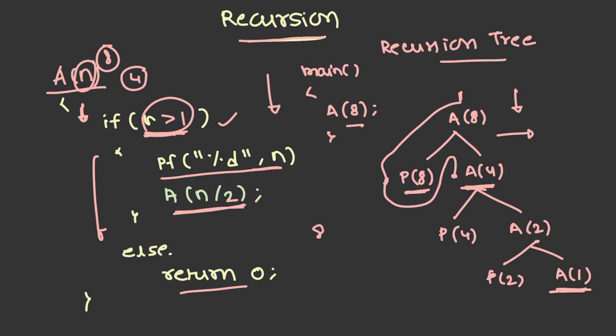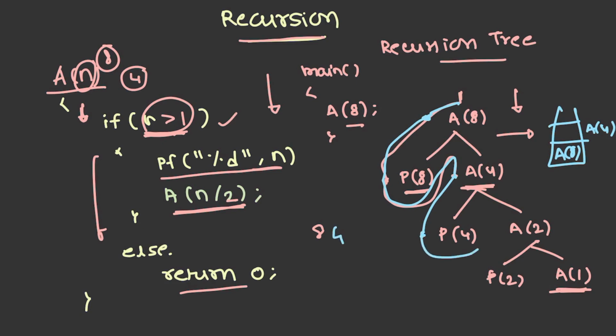This function call has been made. You can even form a stack here. At this point a of 8 has been pushed onto the stack. So a of 8 is present in the stack at this point, and 8 has been printed. Now at this point a of 4 has been pushed. So a of 4 is in the stack at this point, and here 4 will be printed.